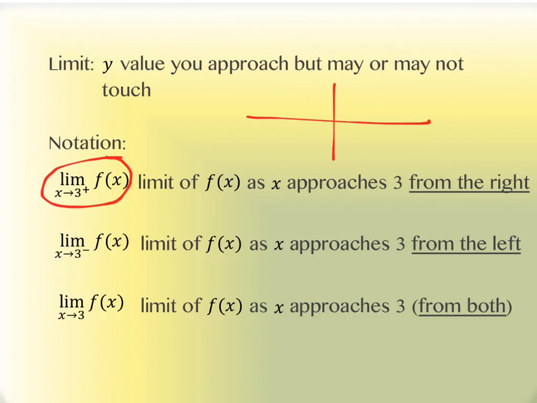And if you think about that, that's because the positive values are on the right and the negative values are on the left. So we associate the right-hand side of the graph as being positive and the left-hand side as being negative. So this x approaches 3, positive means 3 from the right, because the right is the positive side. And the negative means 3 from the left, because the left is the negative side. And the last one doesn't have anything written after it, which means you have to be able to do it from both directions, from the right and the left at the same time.